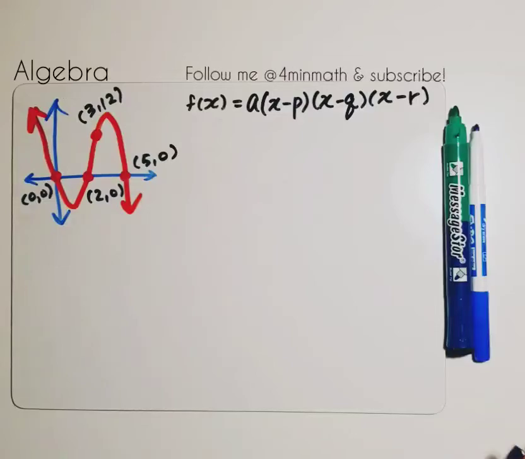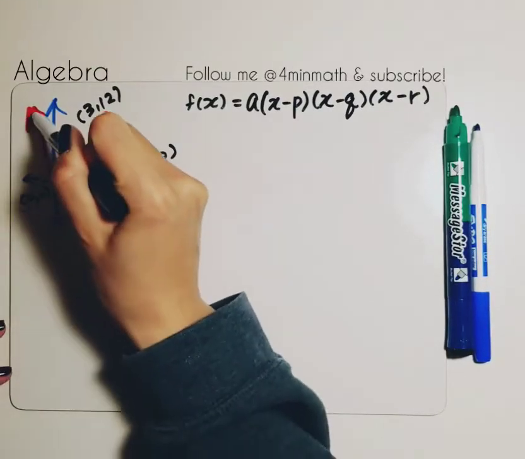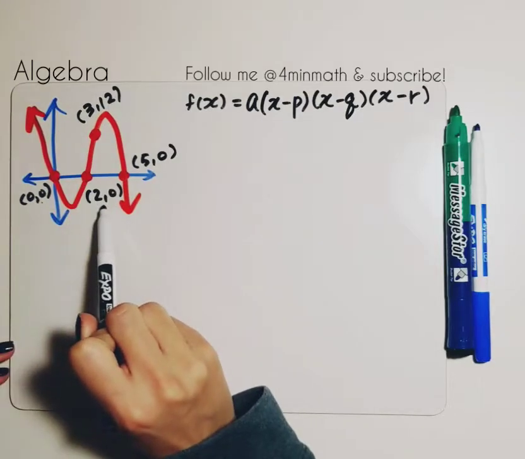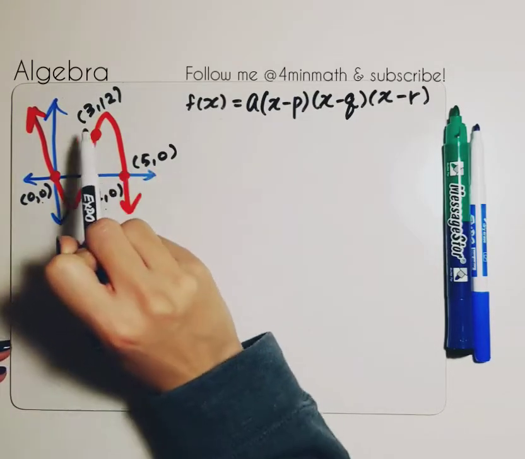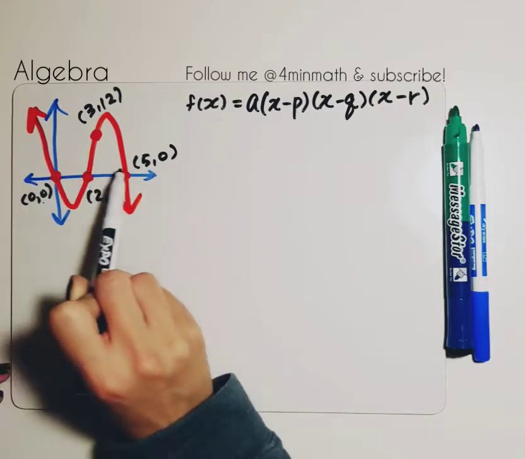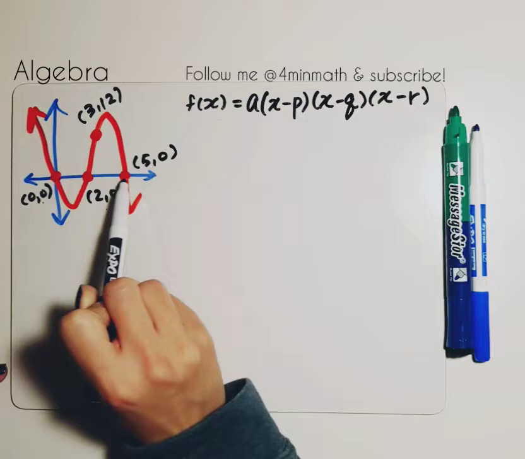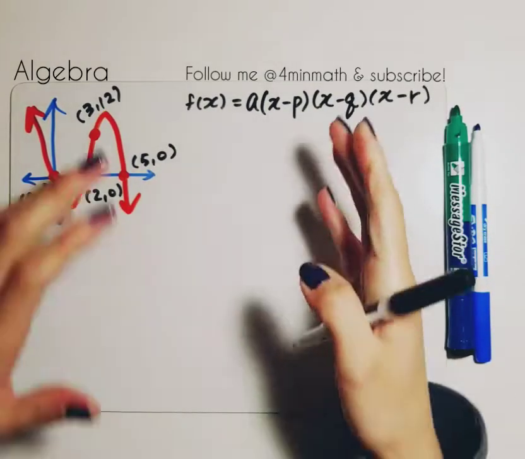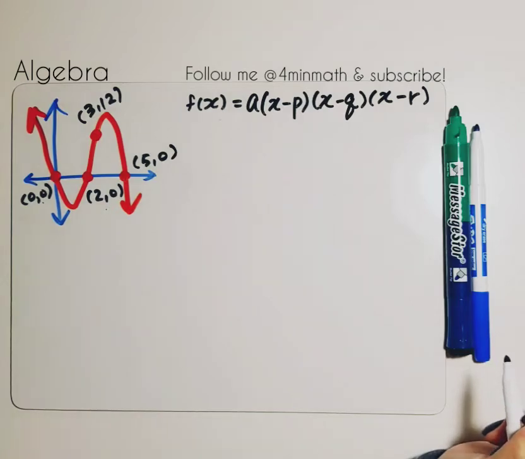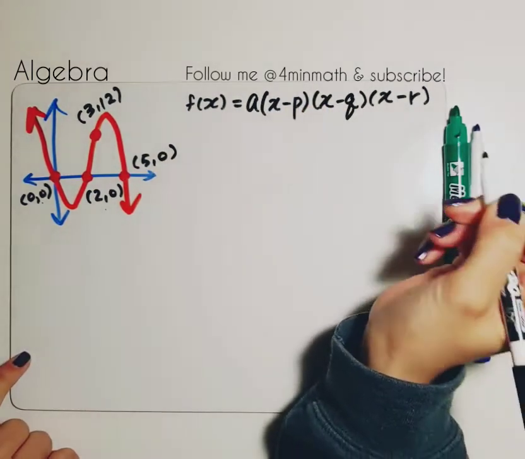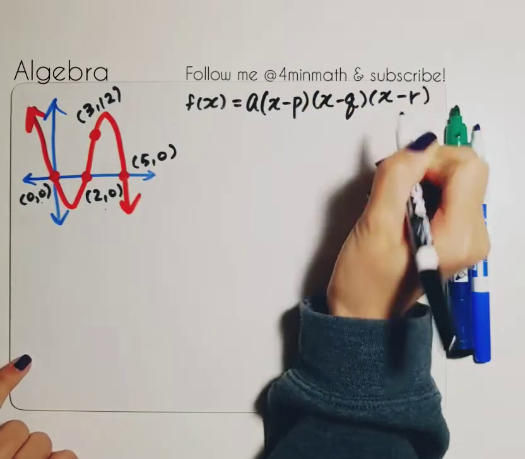In this question you were given a graph with 3 x-intercepts, (0, 0), (2, 0), and (5, 0), and another point, (3, 12). Because we were given 3 x-intercepts, we can use the intercept form to write the function. At the end of the question, we're going to write a cubic function. So we're going to look for a, and how do we do that? We're going to use the intercept form.